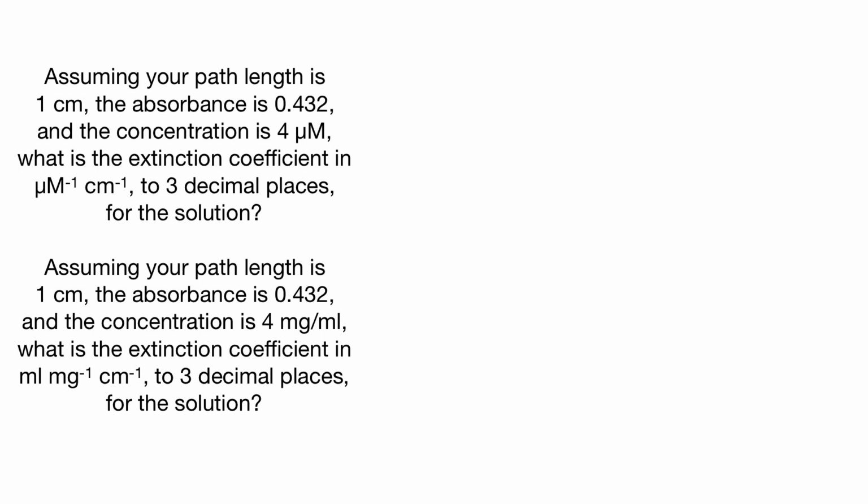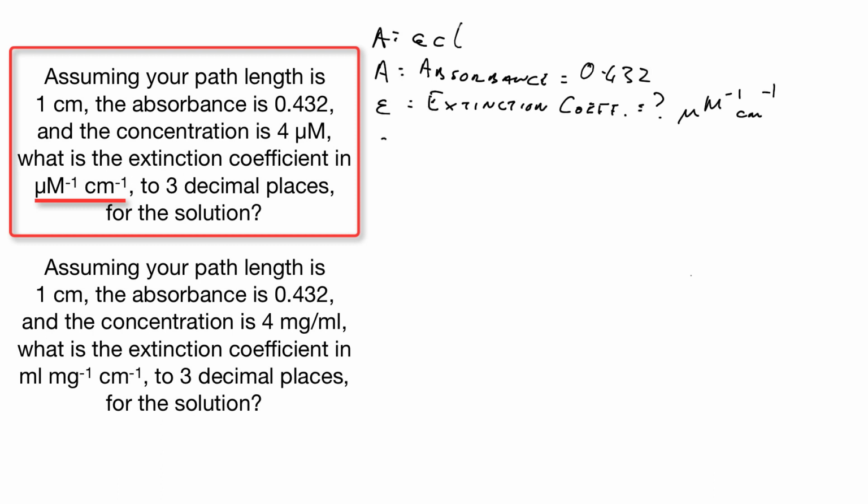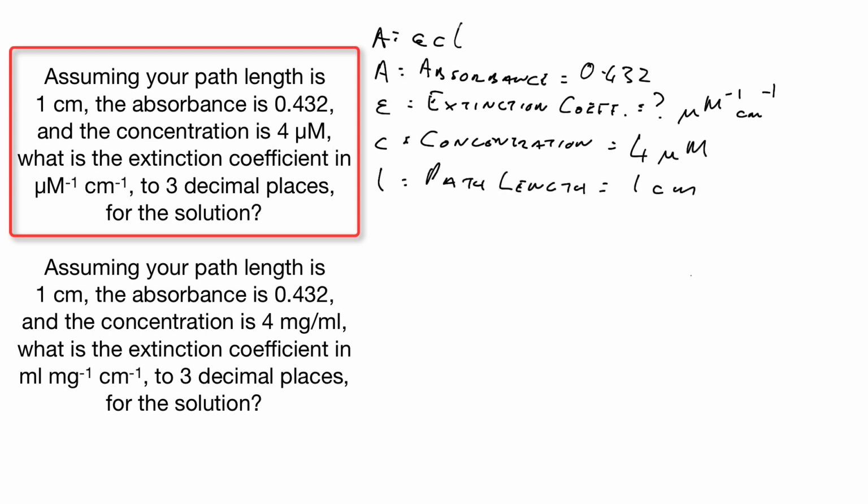Now to calculate this we use the Beer-Lambert equation. A, absorbance, is equal to the extinction coefficient, epsilon, multiplied by concentration multiplied by the path length. From the question we know that absorbance A is equal to 0.432. The extinction coefficient is the thing we're trying to calculate in per micromolar per centimetre. The concentration we know is 4 micromolar, and we know that the path length L is equal to 1 centimetre.